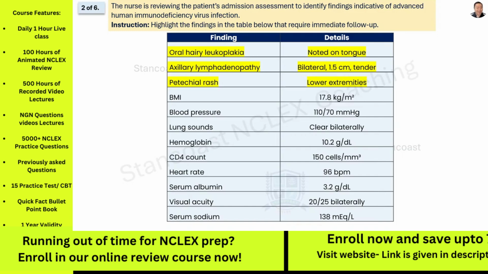Another that you should highlight is the BMI of 17.8 kilograms per meter squared. So here, the patient is clearly underweight, and anything below 18.5 is considered undernourished. And for this HIV patient, this really raises some big concerns.